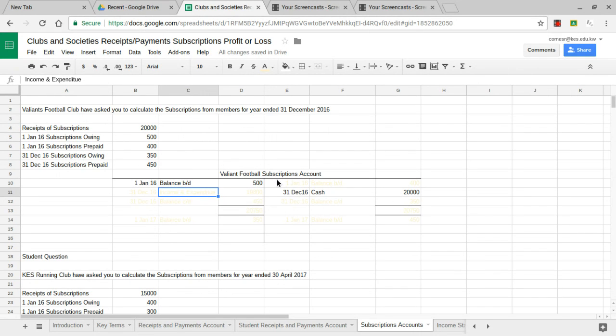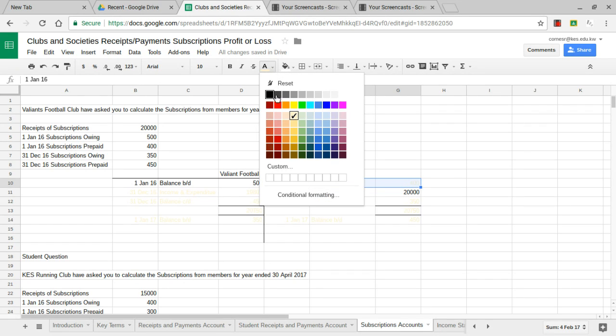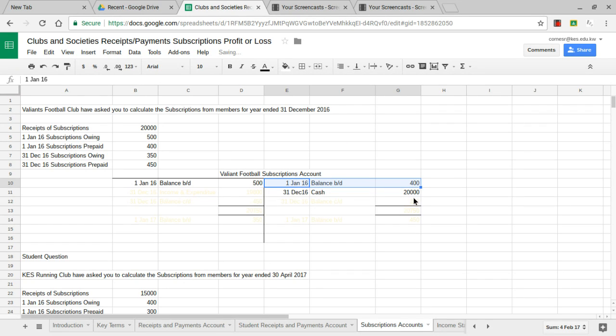We've also got some subscriptions prepaid. So at the start of the year, a subscription prepaid or an income prepaid is money that the business or the club owes to its customers or to its suppliers. The club members. So what we need to do with that one is to put it on the credit side because it's a liability. And if we think about the logic says that money is part of this year's income.